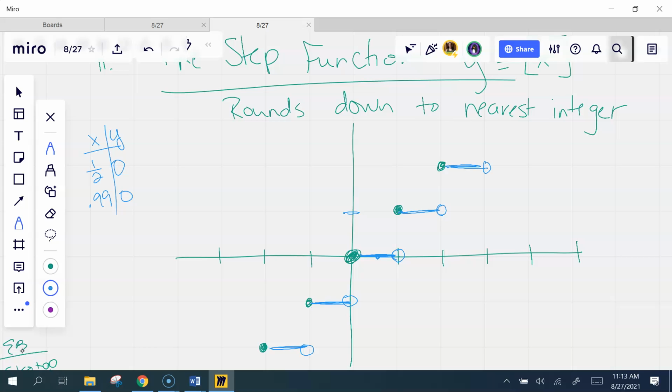This is what you will need to put for your graph on the test. This is what it needs to look like. Something just to show that you understand what's going on.